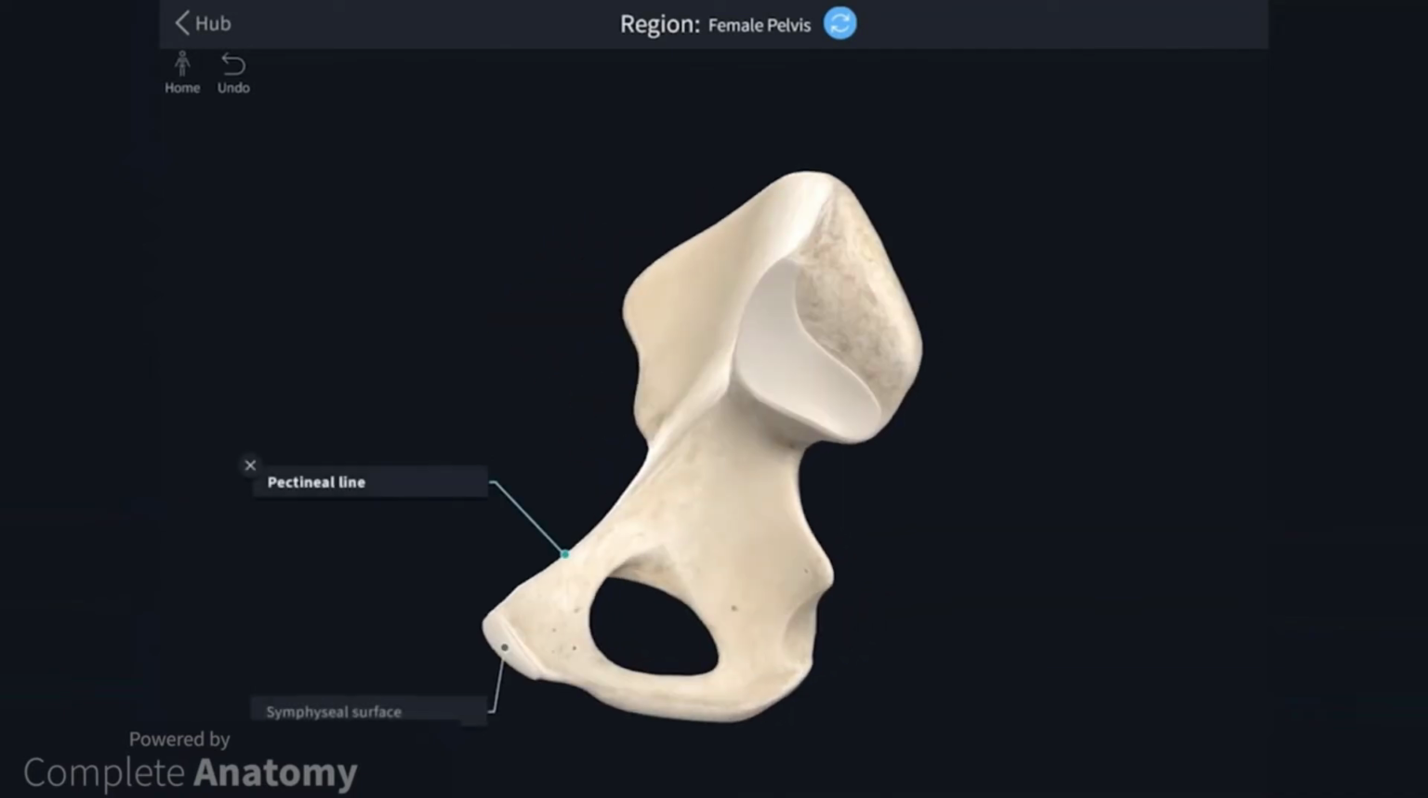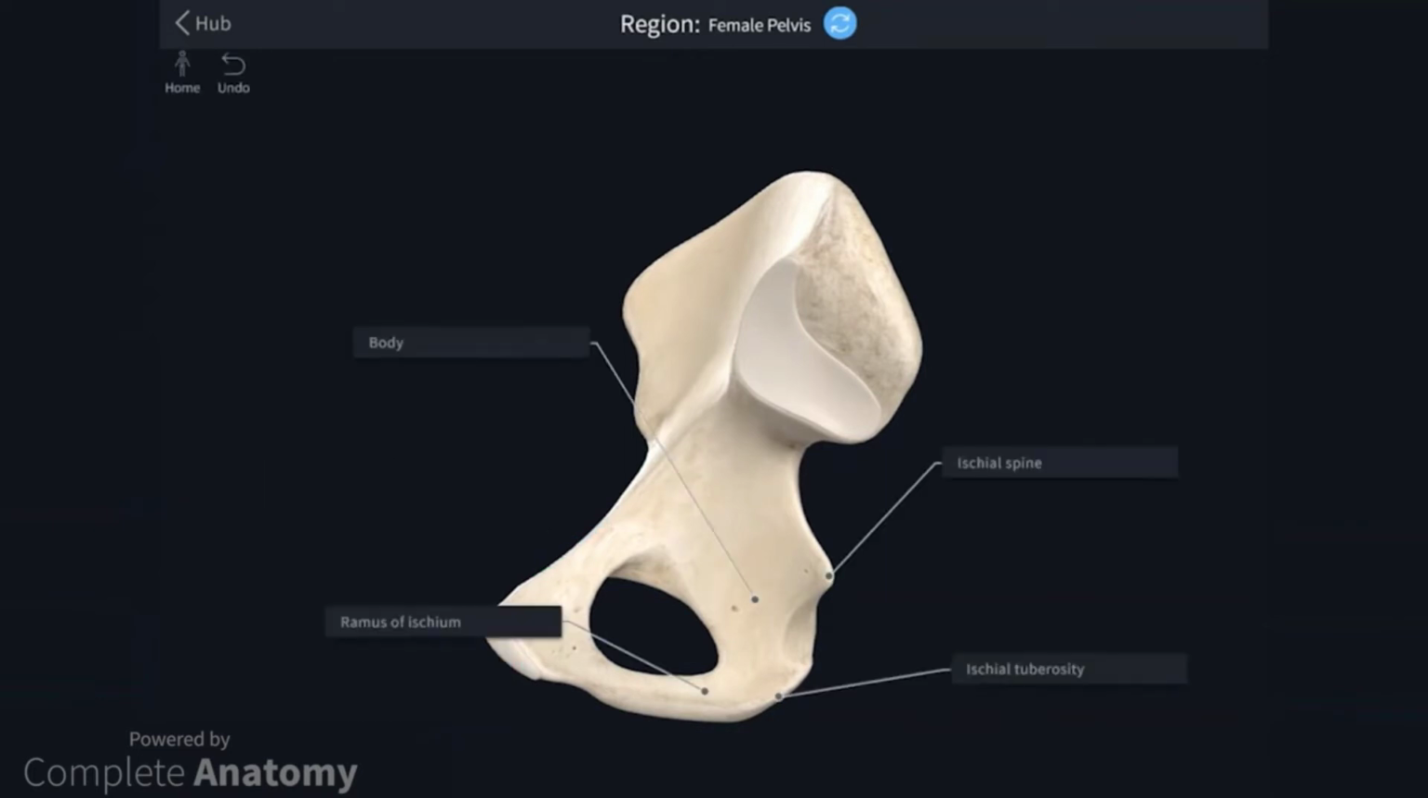Other key landmarks of the pubis include the pectineal line and the symphyseal surface, which is where the pelvic bones articulate anteriorly. The ischial bone is the most inferior of the three bones that form the coxal bone. The ischium articulates with the ilium superiorly and the pubis anteriorly. Key landmarks include the ischial ramus, which articulates with the inferior pubic ramus.